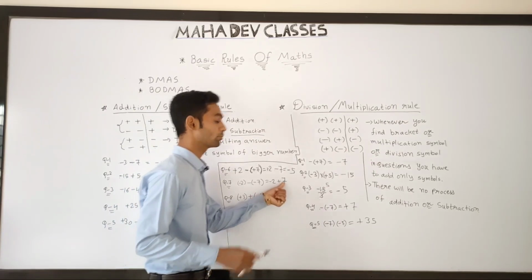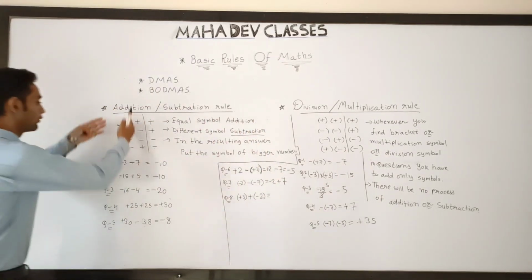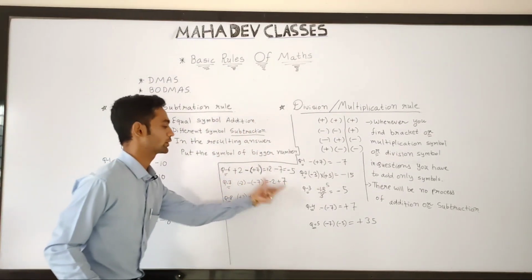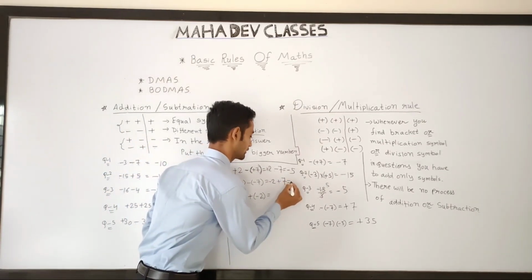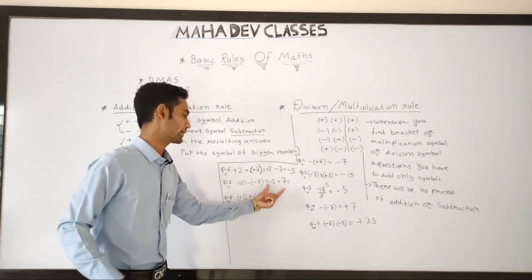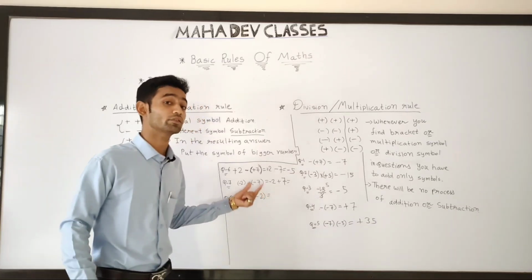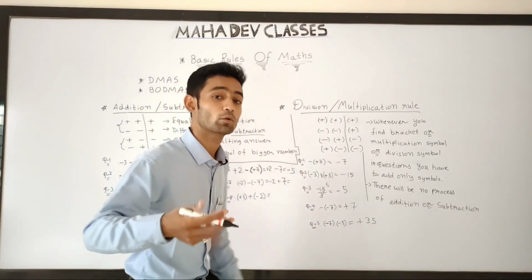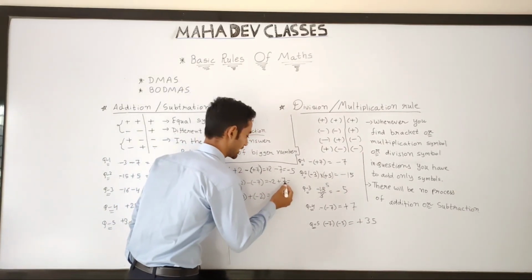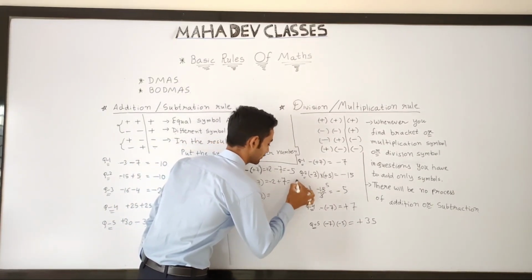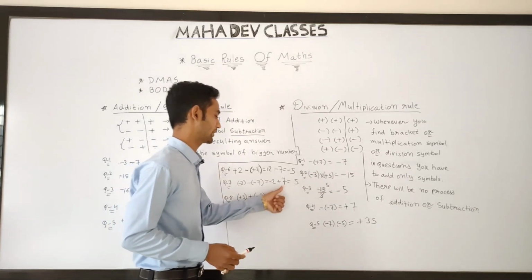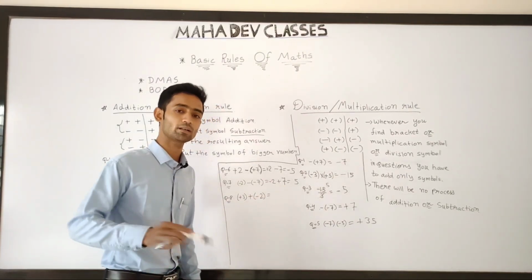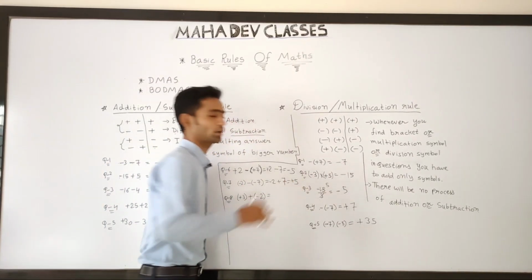Now minus 2 plus 7, you can follow this rule to solve this question. Minus 2 plus 7 are having different symbols, then different symbol subtraction, and in the resulting answer we will put the symbol of the bigger number. 7 minus 2 you will get 5, and the bigger number is 7 and 7 is having a plus sign, that's why we will put plus 5 here.